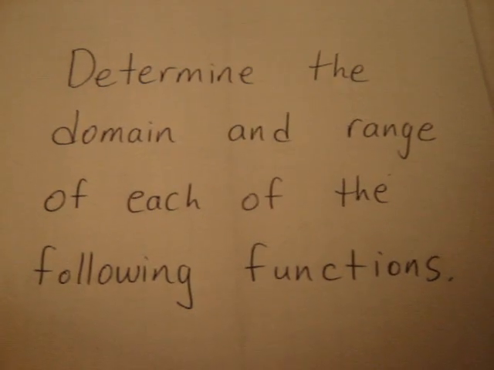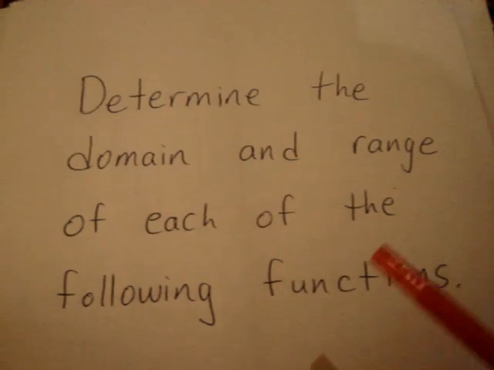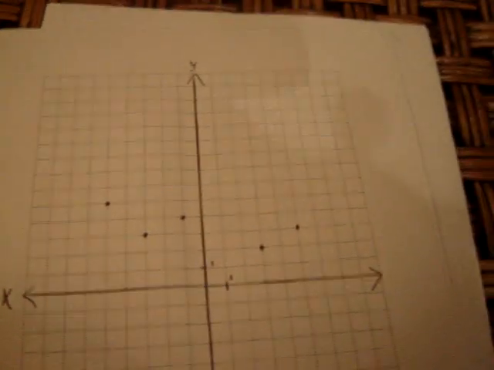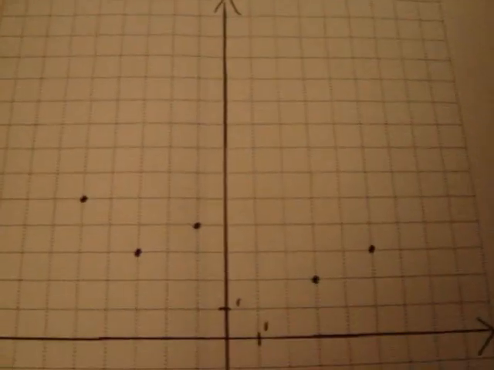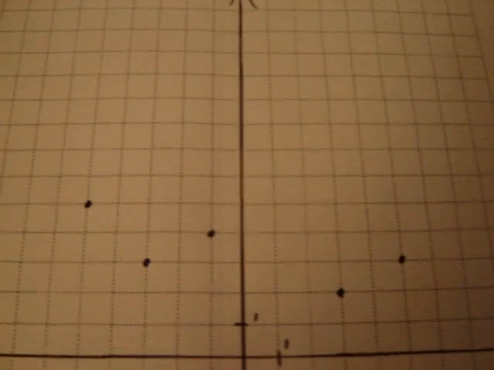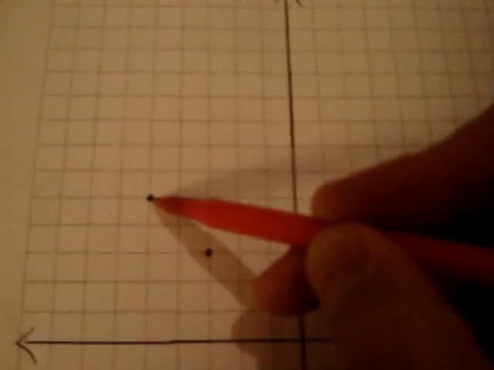We are going to determine the domain and range of each of the following functions. The first function we have is a series of 5 discrete points. The way we'll approach this is to treat each point as though it has a horizontal and a vertical component, and in fact it does.